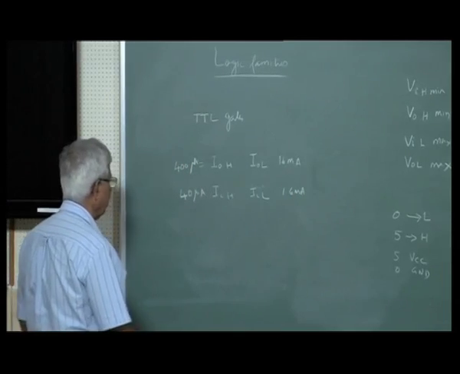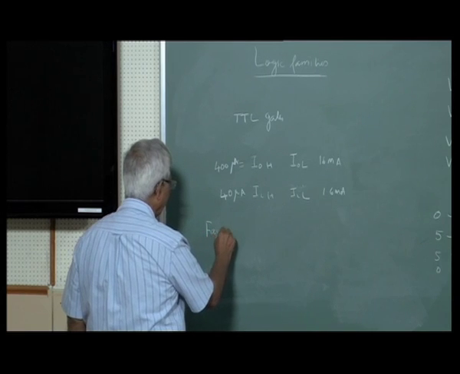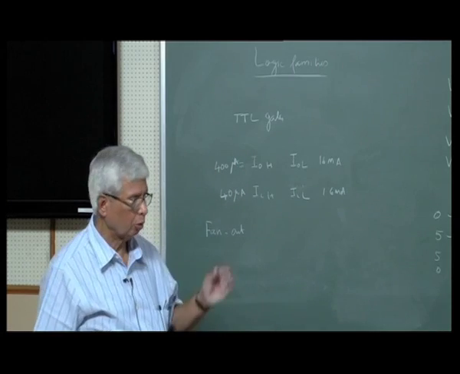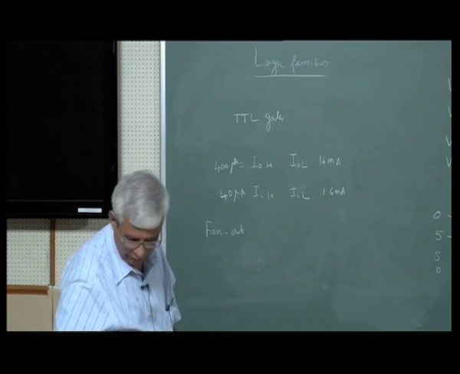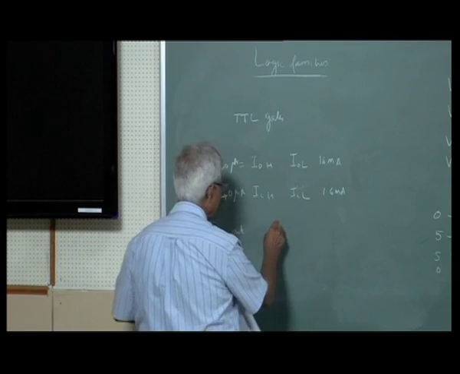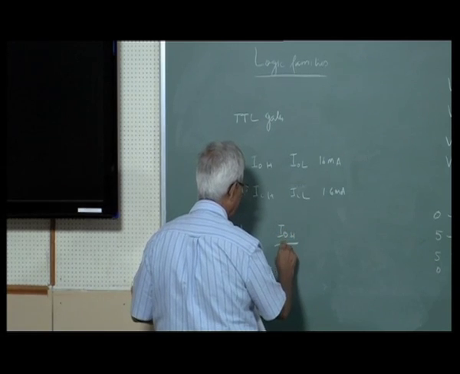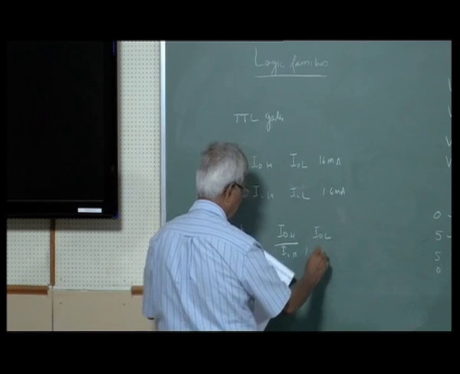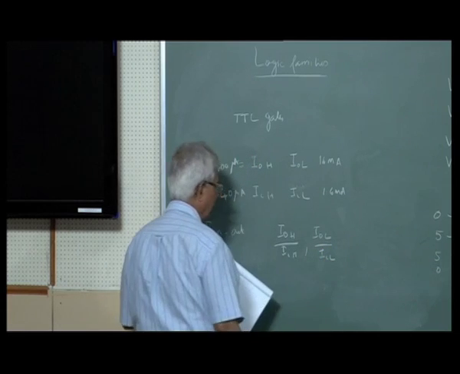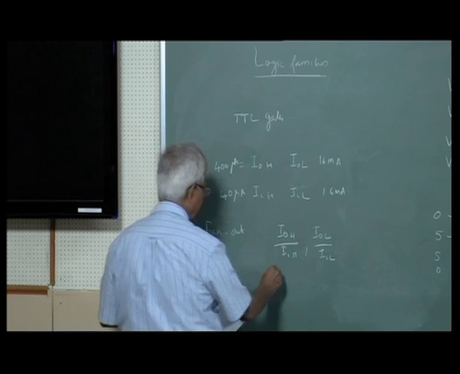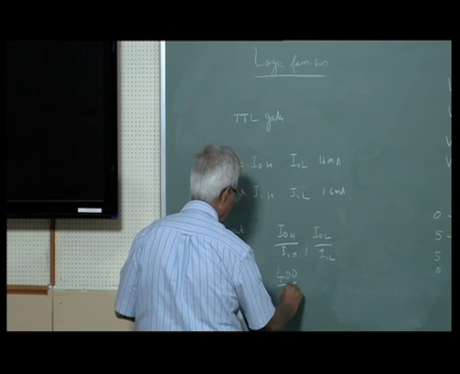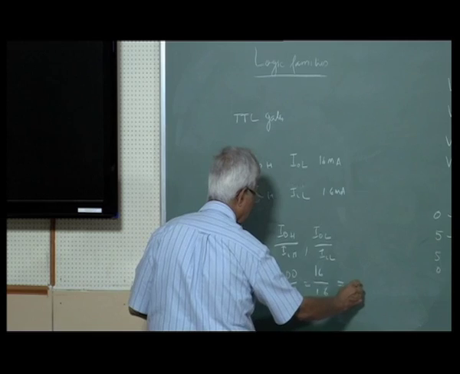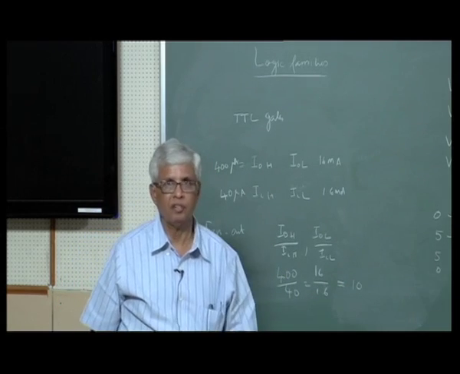So this is how you find out what is known as fan out. We already defined fan out. Fan out is the number of identical gates you can connect to the output of a given gate. So fan out is calculated as IOH by IIH, or IOL by IIL. You have to calculate both and take the smallest. So in this case, it happens to be 10 for TTL, 400 divided by 40 or 16 divided by 1.6. This is called fan out.